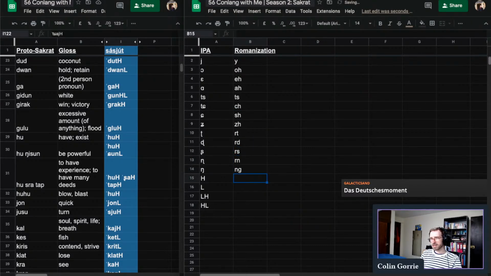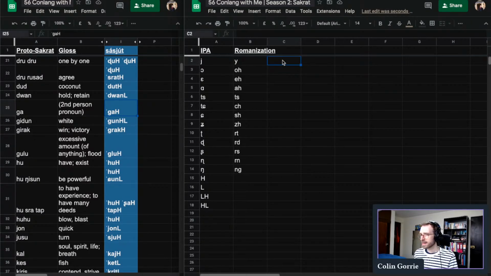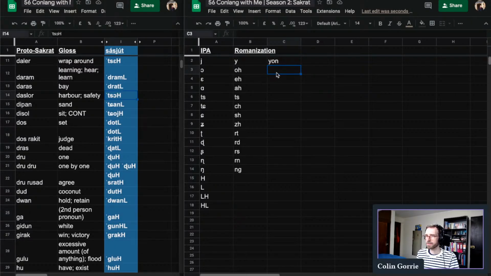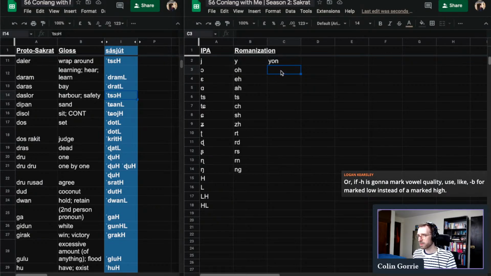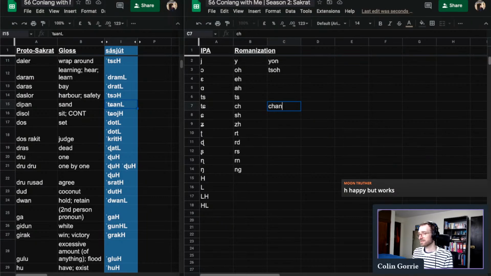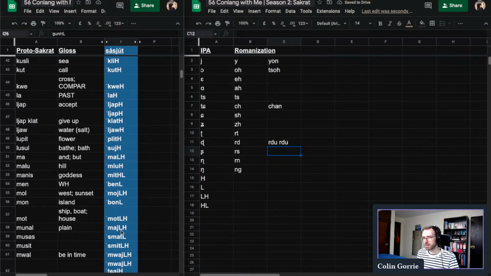And then we would have something pretty reasonable, I think. So let's look at some various words that have these. So yon, quick, so that looks like yon. What's another one? So, high, harbor. So that would be something like so. Yeah, reasonable. And chan would be something like, shockingly, CHAN. Doo-doo, one by one. Doo-doo, sorry, that's high tone. Would be RDU. Yeah, this is looking pretty reasonable, I think.